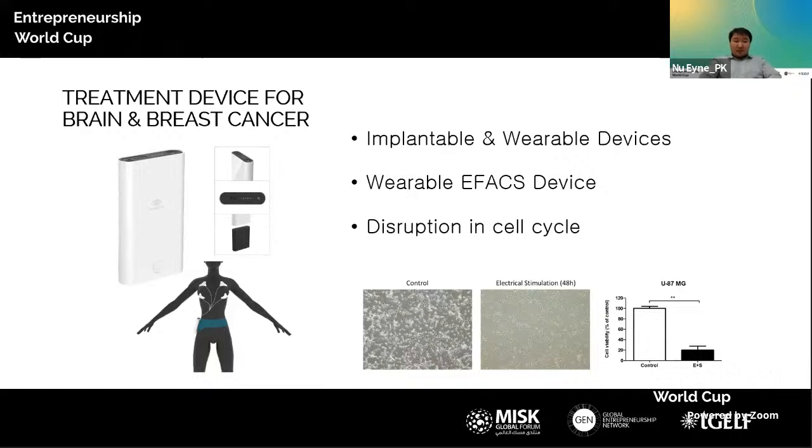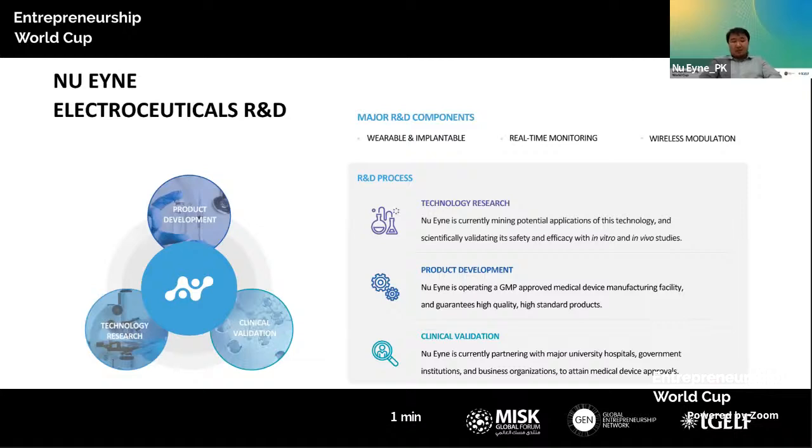During the cell replication process, we disrupt the assembly of microtubules that play a key role in cell division. In addition, the integrity of cell structure is also selectively disrupted to have the current treatment method work more efficiently. So Nuine is currently mining potential applications of this technology and scientifically validating its safety and efficacy with cellular investigation, animal studies, and clinical trials.